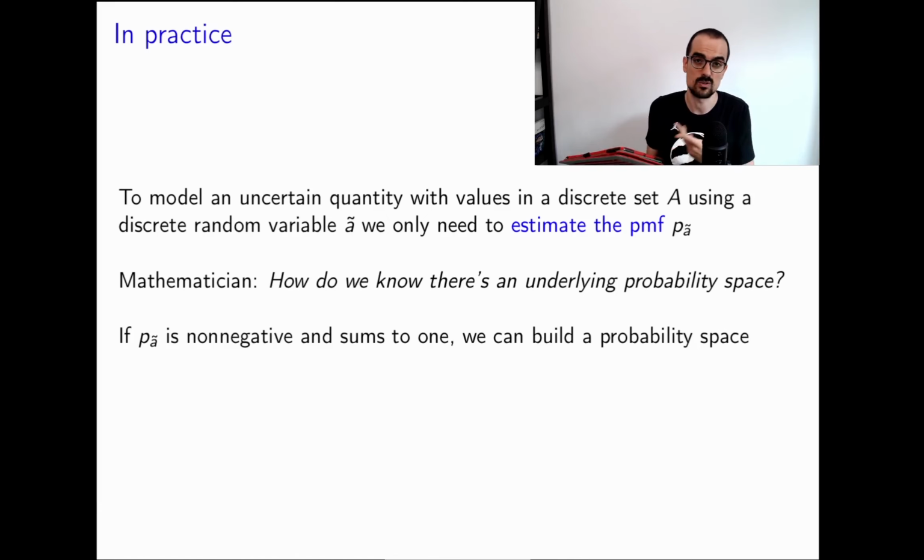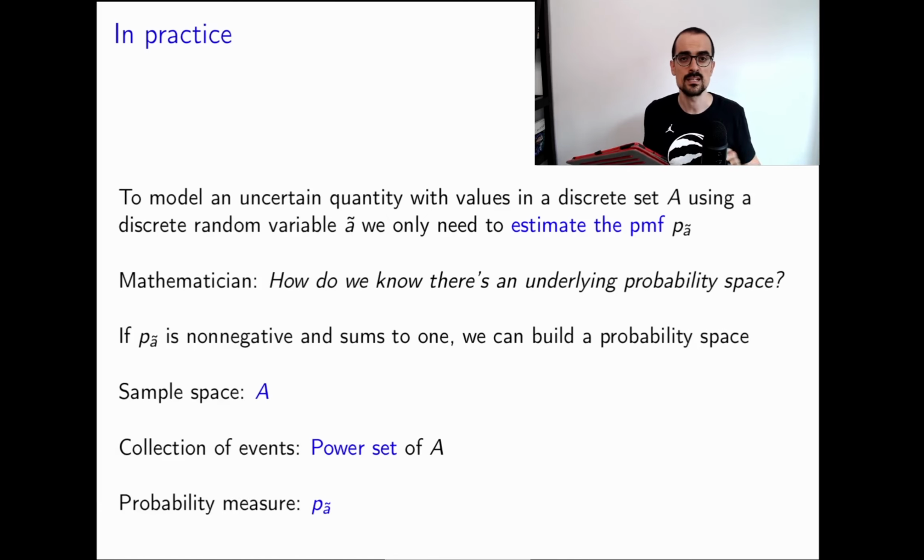And the way we can do that for a discrete random variable is actually quite simple. We just say the sample space is the values that the random variable can take. The collection of events is going to be the power set, and the probability measure is going to be the PMF itself. And I'm going to leave it to you to check that that works out, because it's really not that important. Essentially, we estimate PMFs and we'll work with PMFs.